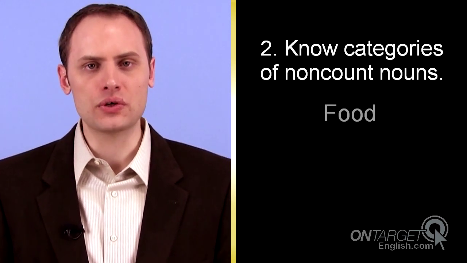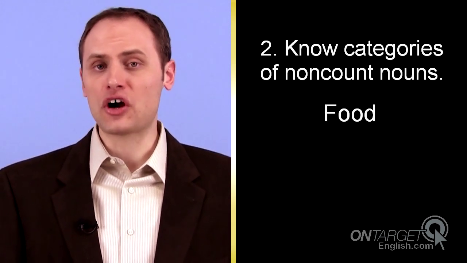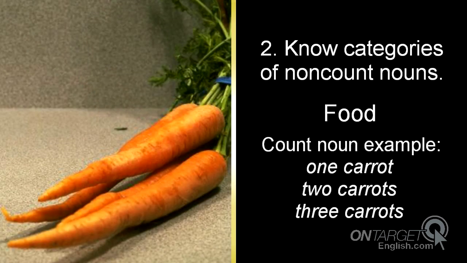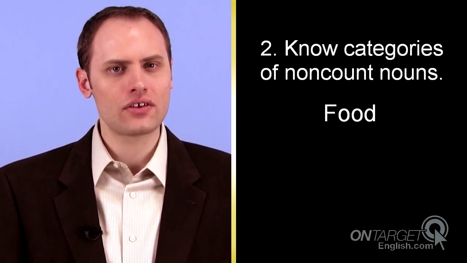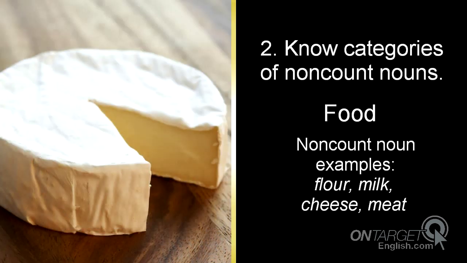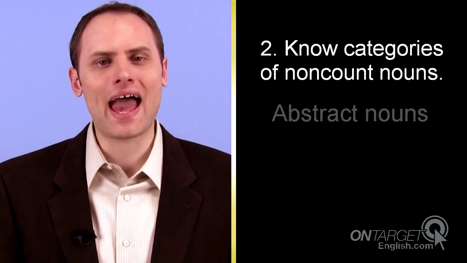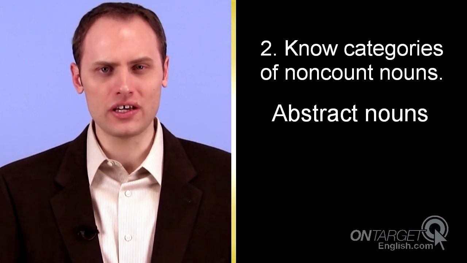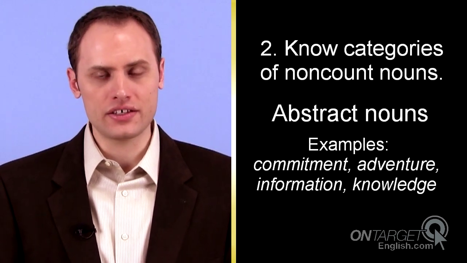Another category is food. Now, some nouns for food are count and some are non-count. There are certain kinds of foods that have units that you can count. 1 carrot, 2 carrots, 3 carrots, and so forth. Other kinds are non-count and do not have individual units. Flour, milk, cheese, meat, and so forth. Another category is abstract nouns. These are nouns that you cannot see, but they're still real. Commitment, adventure, information, knowledge, and so forth.